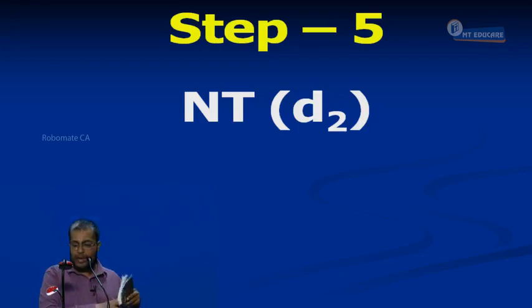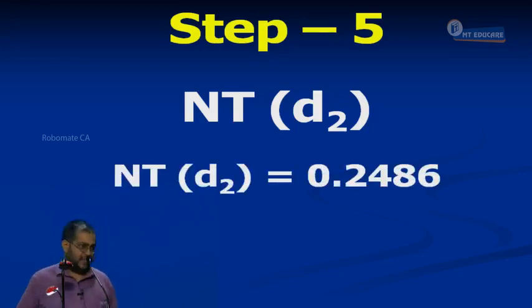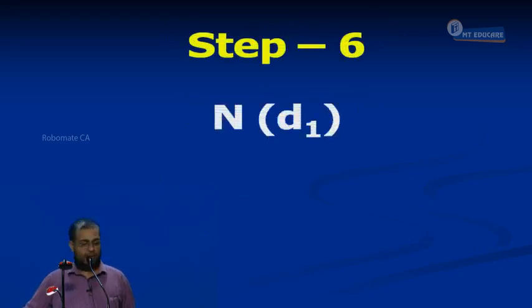Normal table value of 0.6701 gives you 0.2486. NTD2 is 0.2486. Can I proceed to the next step, step 5 or step 6? Step 6. What is step 6? ND1.